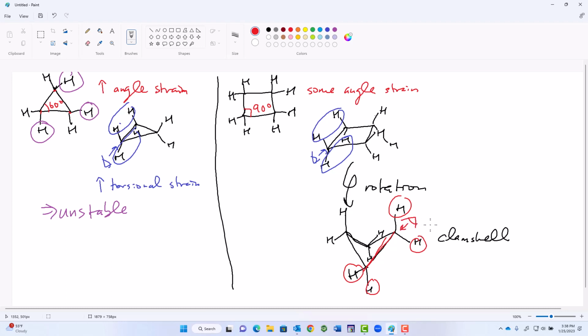And that's going to be much more favorable. It reduces torsional strain to almost nothing. So we do have some angle strain, but the torsional strain is being reduced by adopting this clamshell conformation, such that you get staggered conformation between the H's. This is also going to reduce any potential van der Waals strain. So you can end up getting substitution on various positions along the cyclobutyl ring because of this structure that causes them to be staggered.